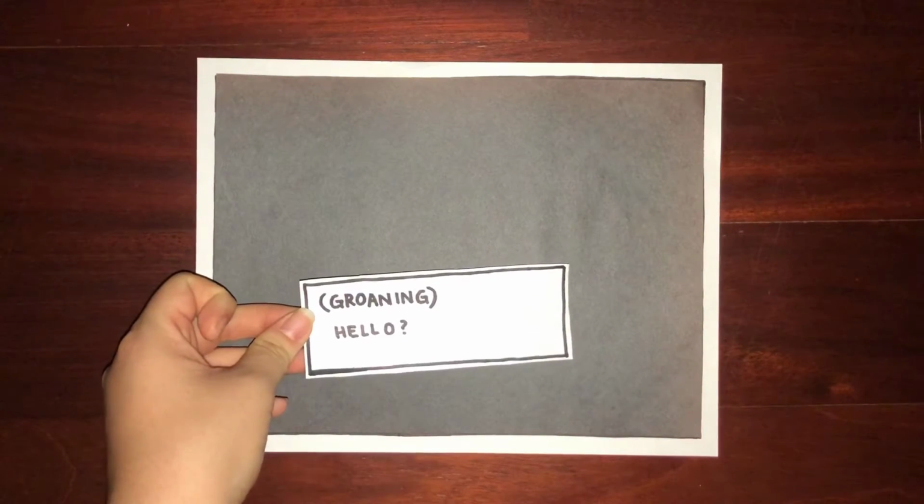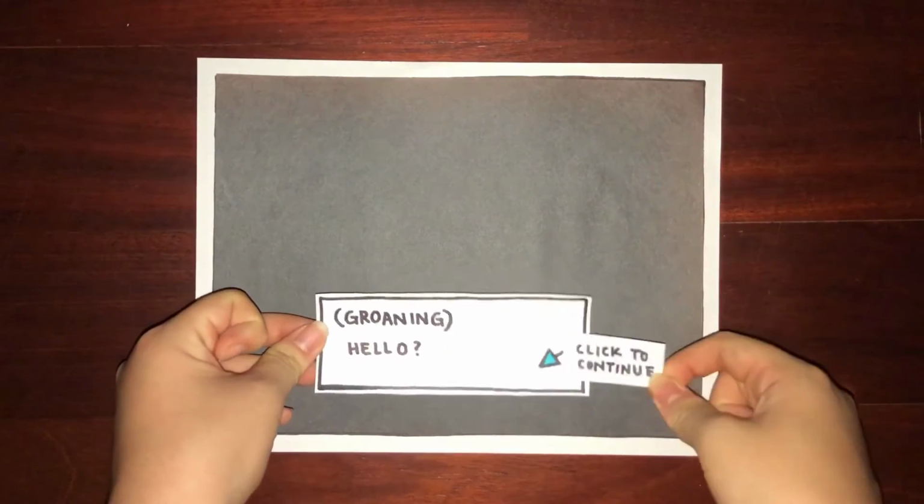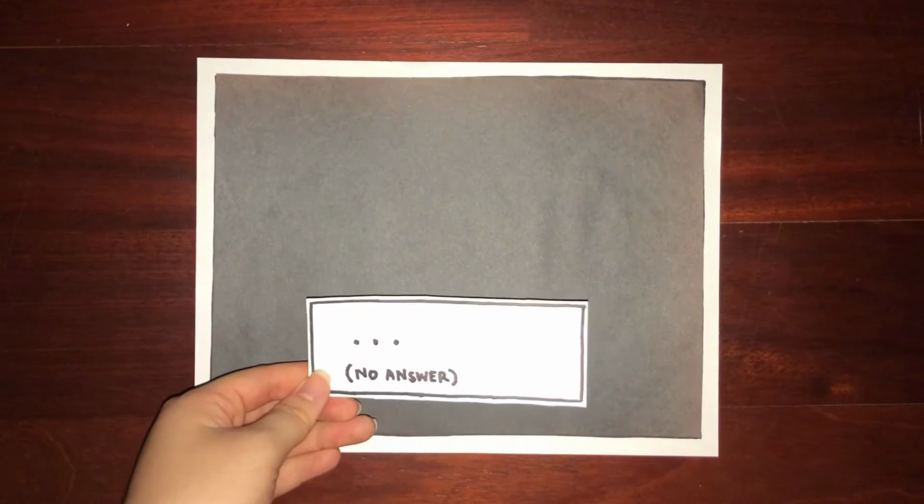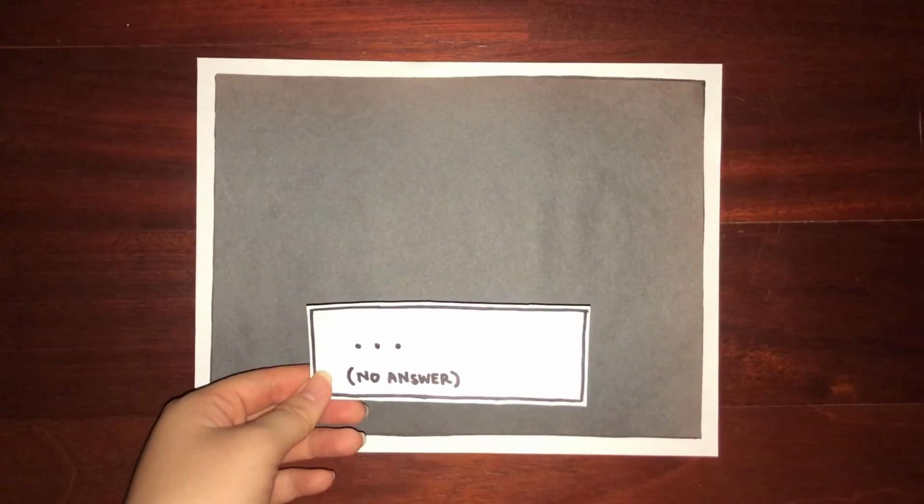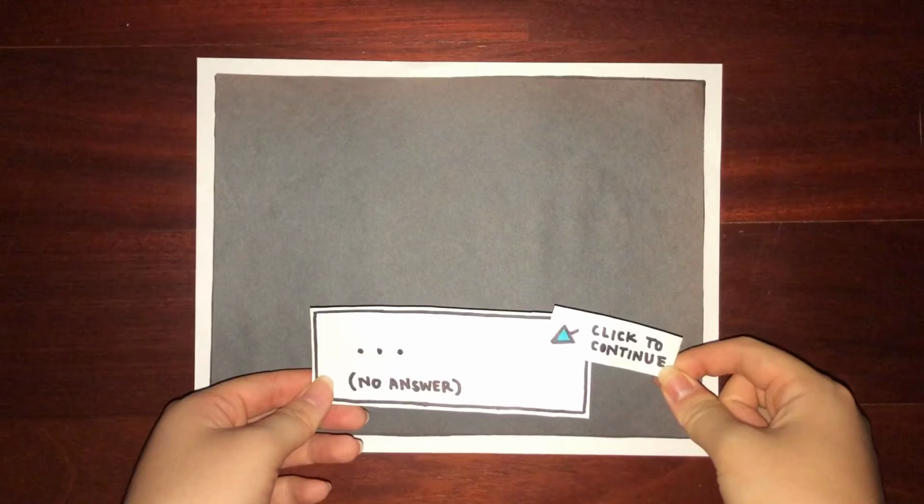Allie can be heard sleepily saying hello. Once again, the player must click the box. However, Allie doesn't get a reply and the caller is silent. Player clicks the box.